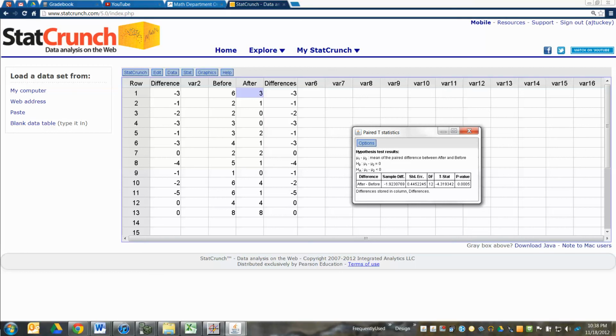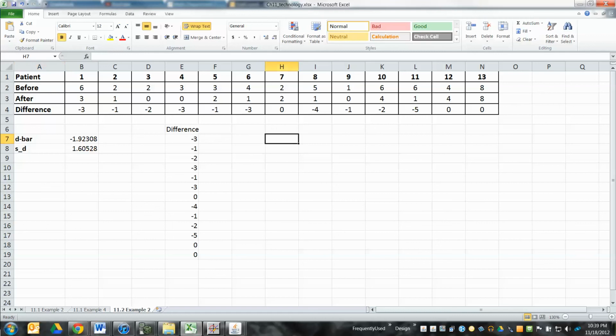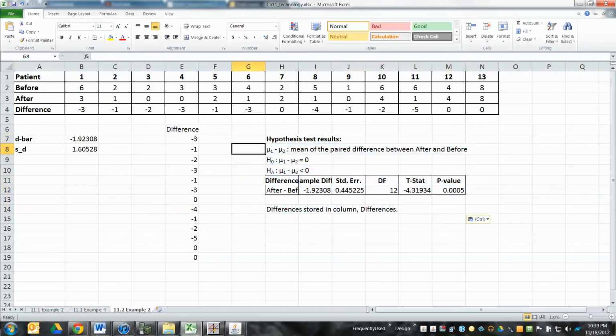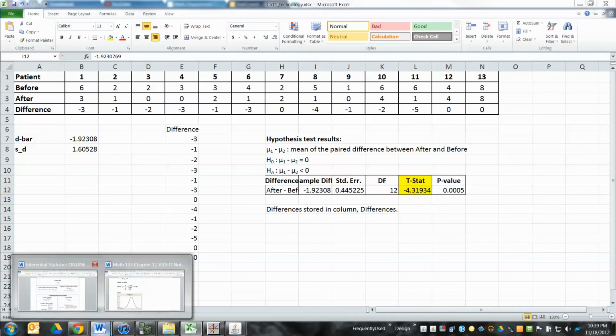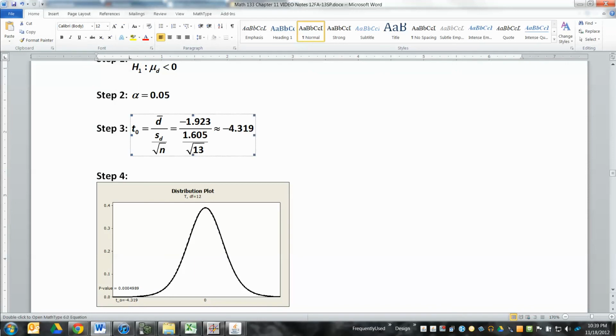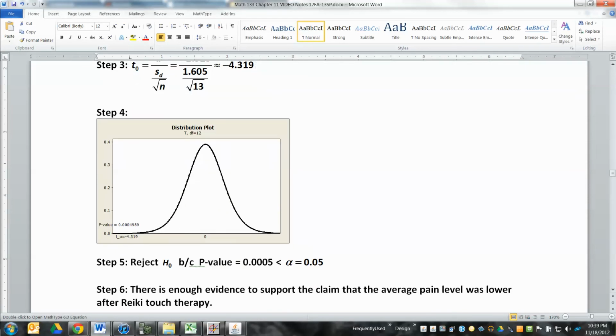Cool. So if you want, you could just use StatCrunch for the whole thing, I guess. Copy. Take that back to Excel and paste it in for our technology assignment. And you can see right here that tells us it was after minus before. So I'm going to save this. Control S. That way I've got it. Cool. So you can see there's that test statistic, -4.139434, just like I said in the notes back here. -4.139. And that p-value was 0.0005 according to StatCrunch.